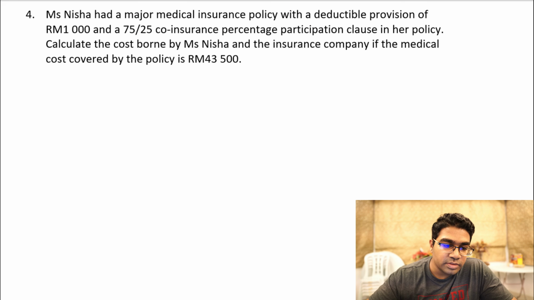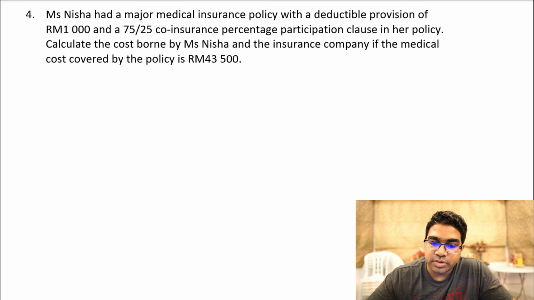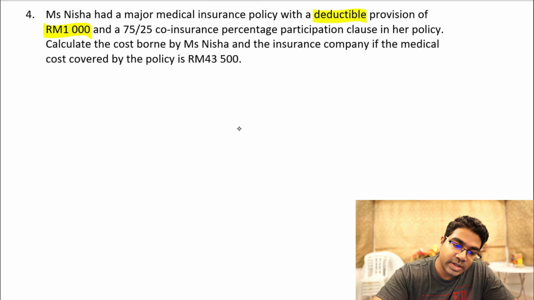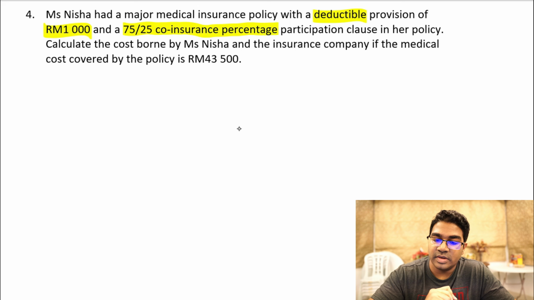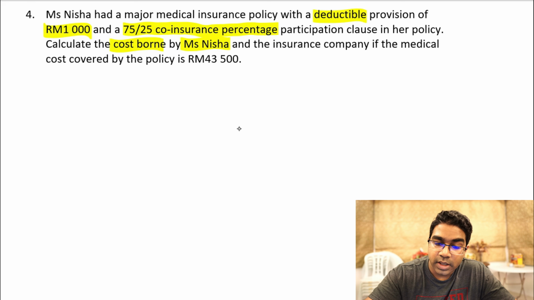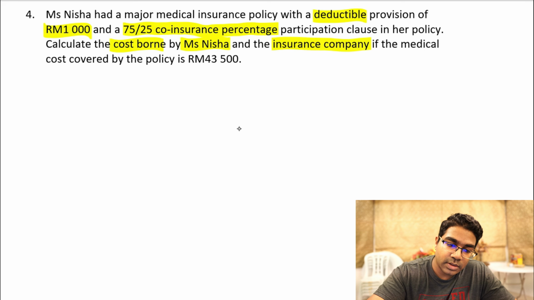Let's look at medical insurance. Ms. Nisha had a major medical insurance policy with a deductible provision of 1000 ringgit and 75-25 co-insurance percentage participation clause in her policy. So calculate the cost borne by Ms. Nisha, who is the policy holder, and the insurance company if the medical cost covered by the policy is 43,500 ringgit.